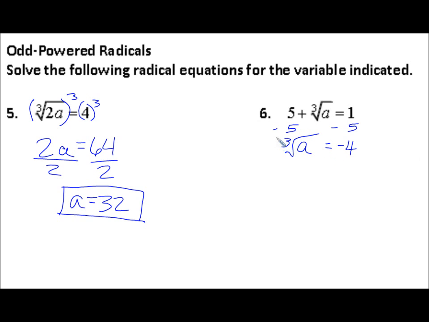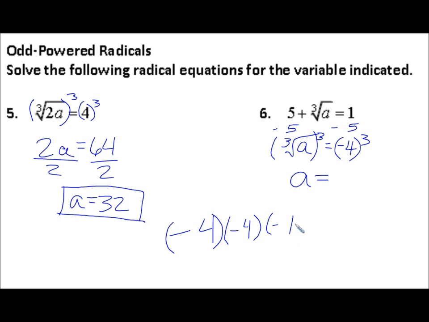To solve this, to cancel the cube root, you raise to the third power. With negative 4, the entire thing gets raised to the third power. This leaves you with a equals, and the negative 4 to the third, that's the same thing as saying negative 4 times negative 4 times negative 4. Since we're multiplying it an odd number of times, the answer comes out negative.